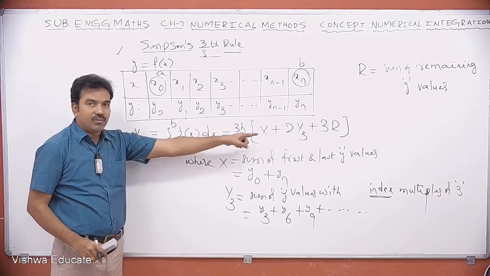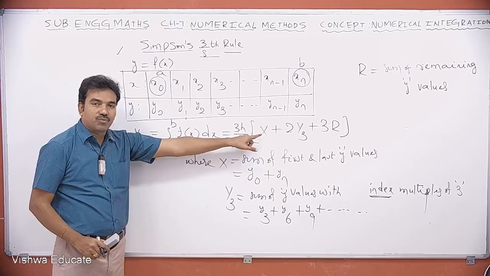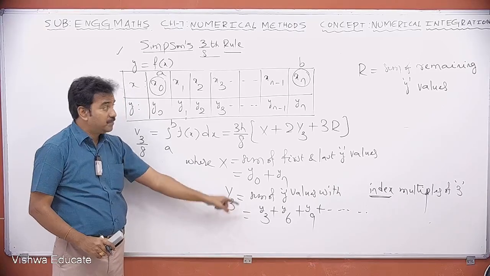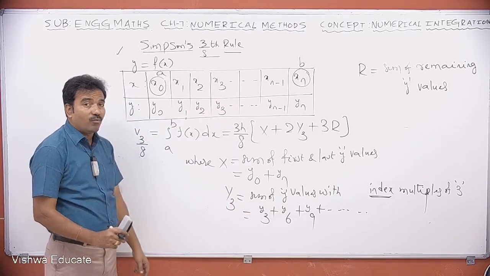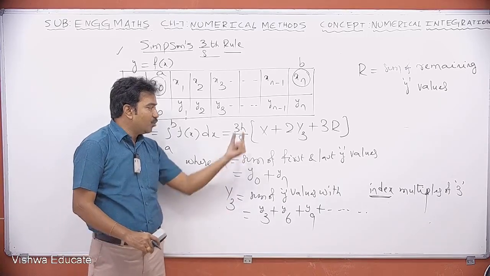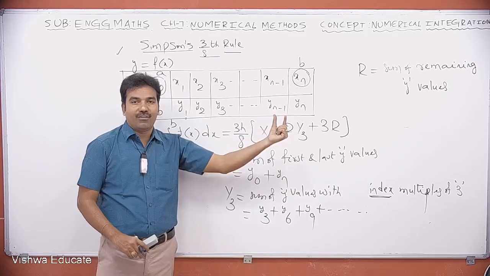3h by 8 into this. This is sum of first and last y values. Y3 is sum of y values with index multiples of 3. R is sum of remaining y values. At any time, one value of y will be contributed to either y or y3 or r.